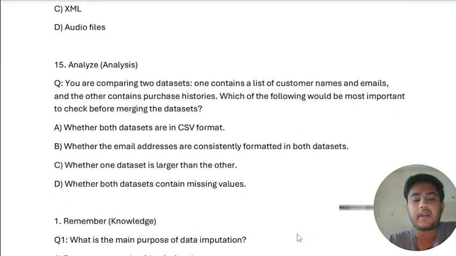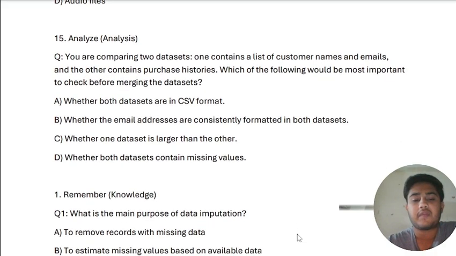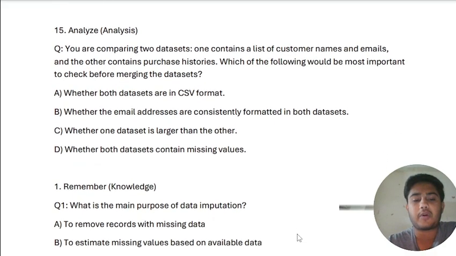You are comparing two datasets. One contains a list of customers, names, and emails, and the other contains purchase histories. Which of the following would be most important to check before merging the datasets? The answer is option B, whether the email addresses are consistently formatted in both datasets.